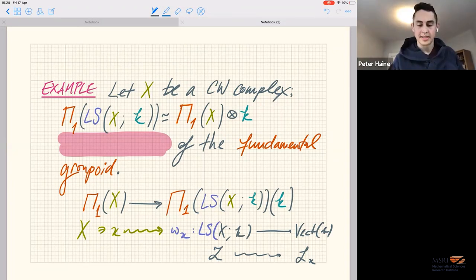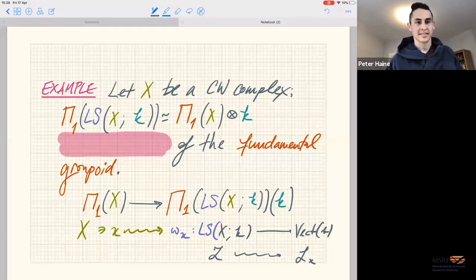So am I supposed to think about this as a sort of abelian version of covering space theory?